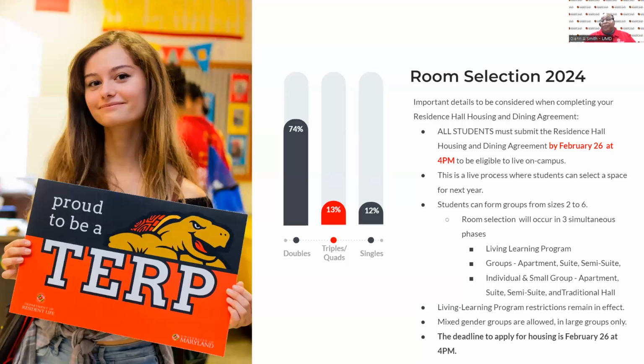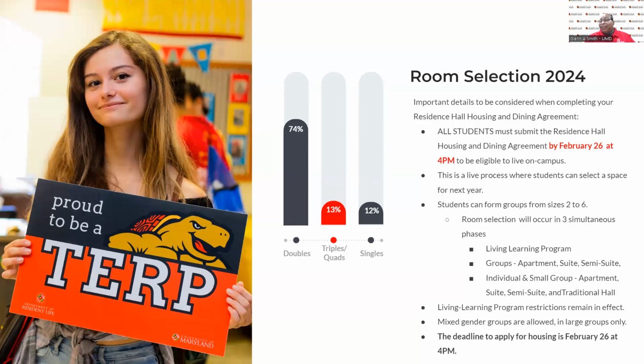The great news is room selection is a live process. It happens on the portal. It's very similar to ordering a package on Amazon. You find a room that you want, you add it to the cart, you hold it for 10 minutes, and then you submit, and that is your room for next year. No waiting. You are set for housing for fall 2024, spring 2025.